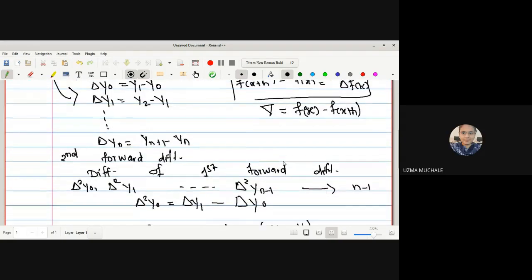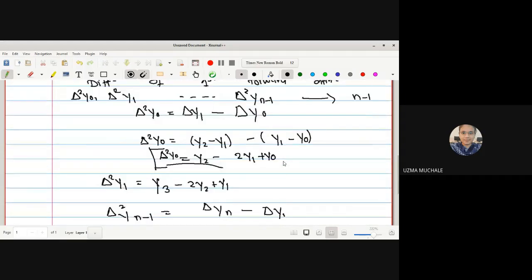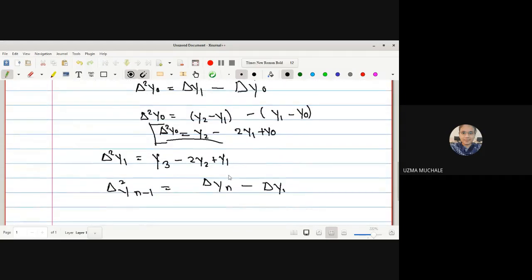Wait, delta square yn minus 1, no? So this will be delta yn plus 1. Plus 1 how will it come? yn will come, no? For n minus 1 we are writing. What will come after n minus 1? n. So here, Ma'am, n minus 1 plus 2, no.